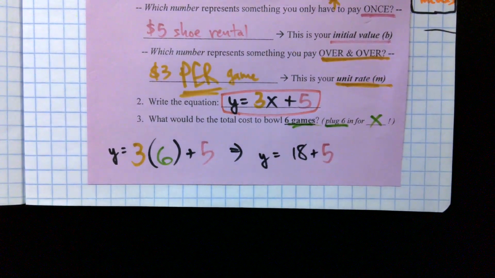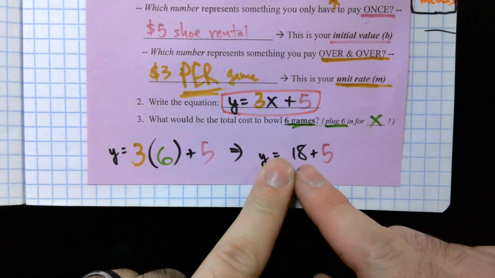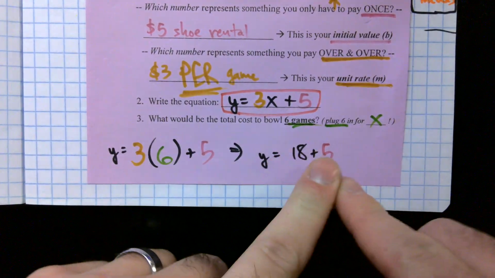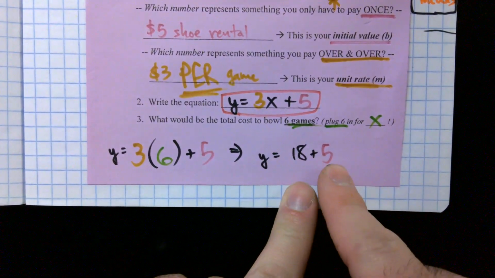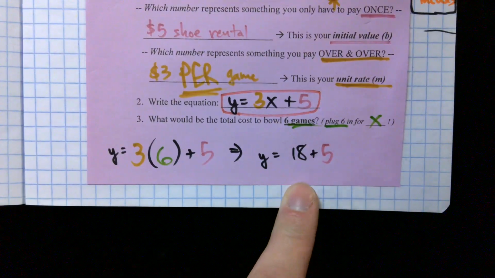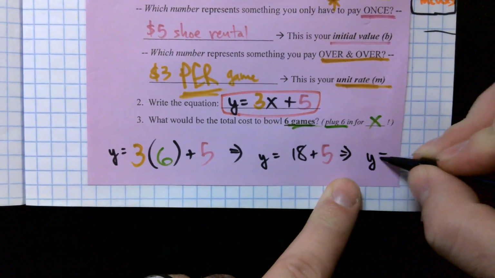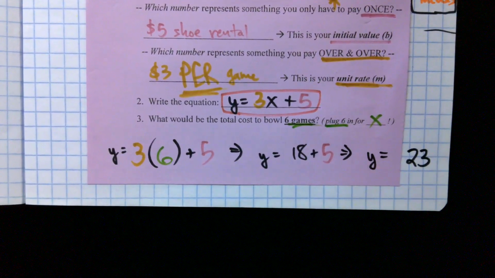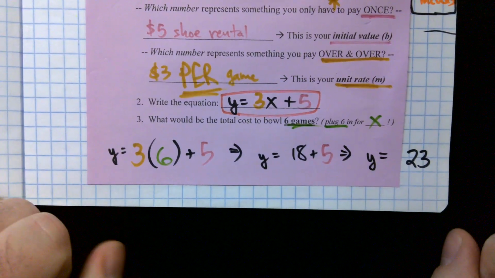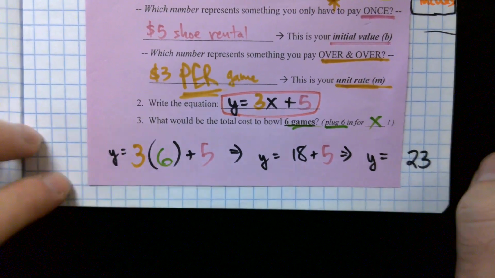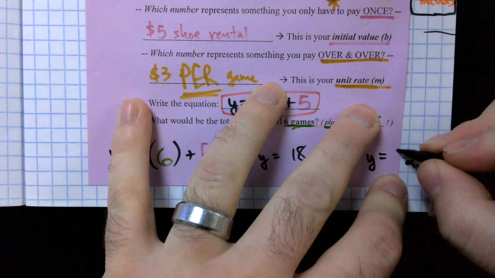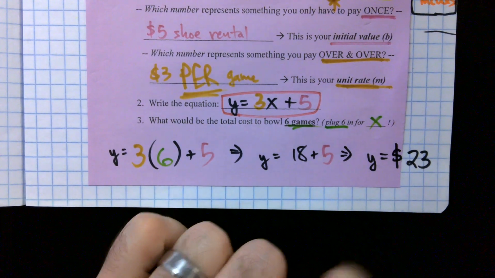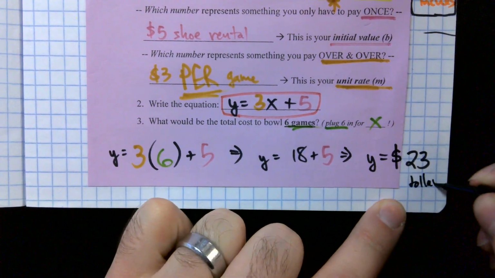$3 per game times 6 games gives me 18. But I'm not just paying for the bowling, I'm also paying for the shoes. So what is 18 plus 5? 23. Now remember, we need units. 23 what? Dollars. So I could put a dollar sign in front, or I could write dollars on the end.